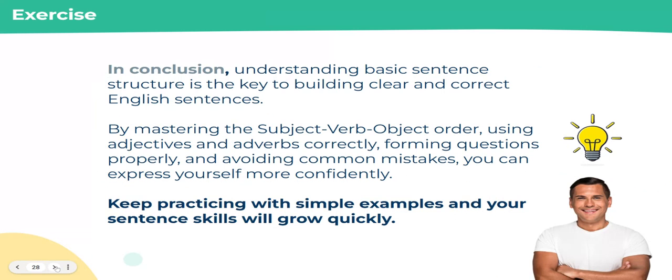Okay, guys, we are coming towards the end of our lesson for today. So in conclusion, understanding basic sentence structure is the key to building clear and correct English sentences. By mastering the subject, verb, object order, using adjectives and adverbs correctly, forming questions properly, and avoiding common mistakes, you can express yourself more confidently. Keep practicing with simple examples and your sentence skills will grow quickly.